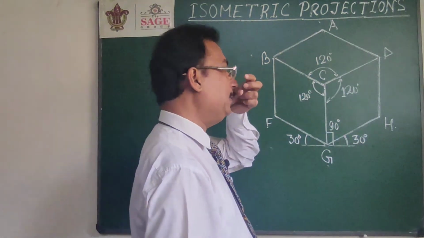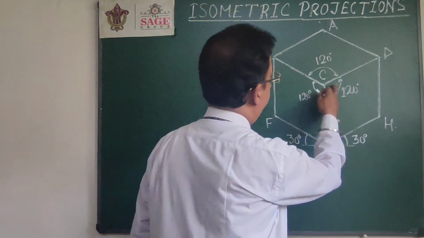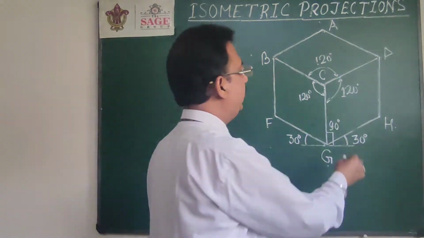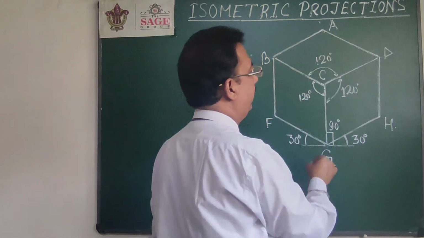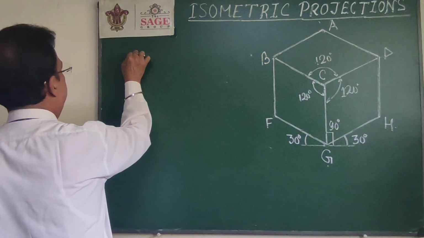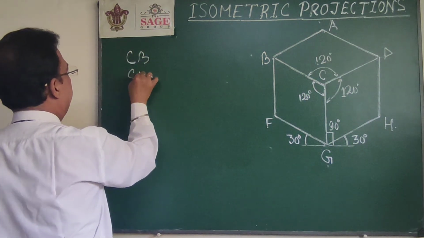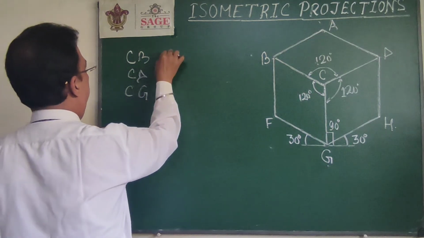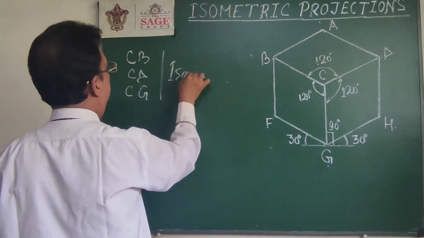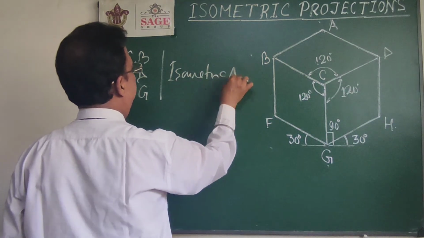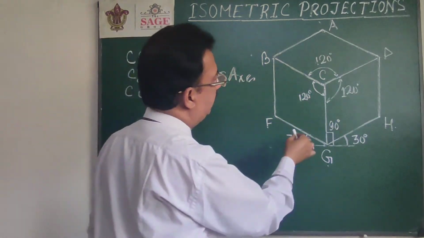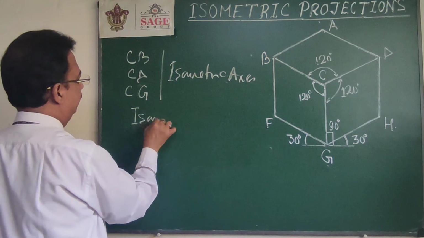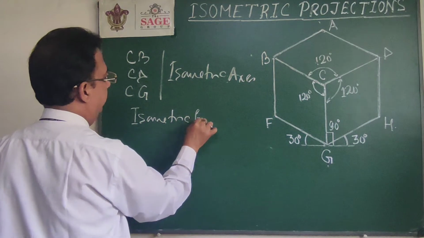And if you look at this figure, the three planes which we got as the front faces of the cube, those three faces are known as isometric planes. These three lines CB, CD and CG are known as isometric axes, and these three planes are known as isometric planes, the planes generated by these isometric axes.